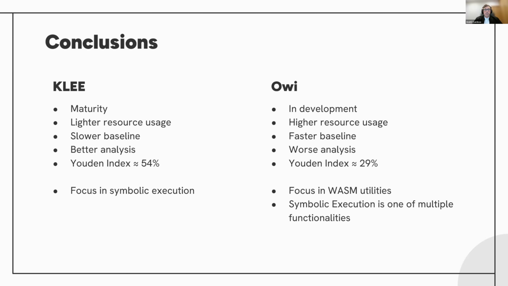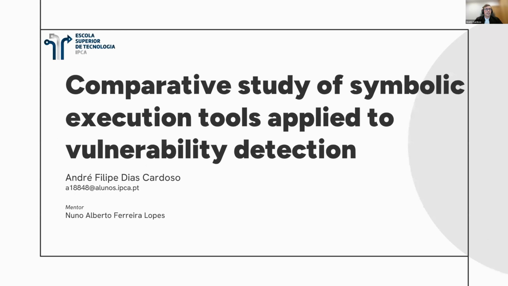A big important notice is that CLI is focused for symbolic execution. It's his main area of development, while OE focused to be a WebAssembly toolkit that also implements symbolic execution for multiple languages. I hope I covered everything. Thank you. If you have any questions, feel free.